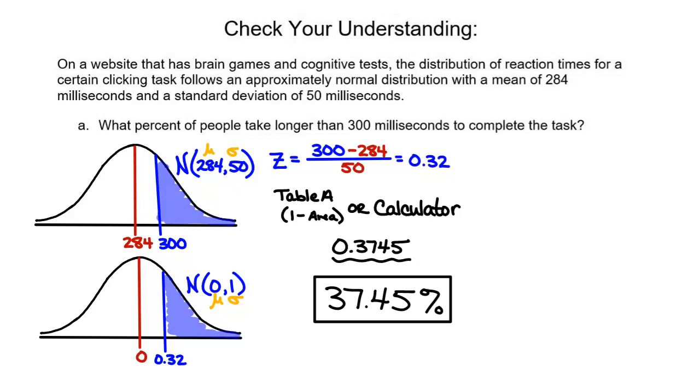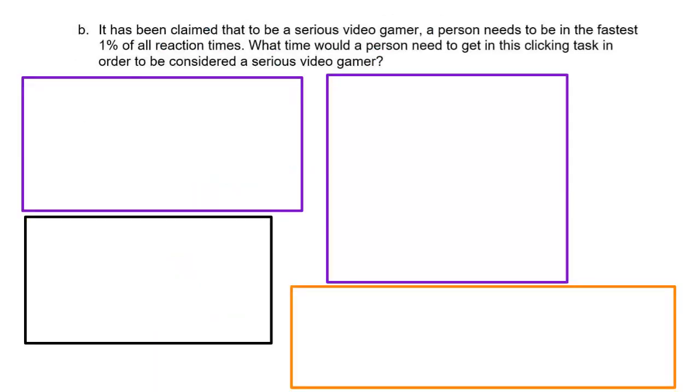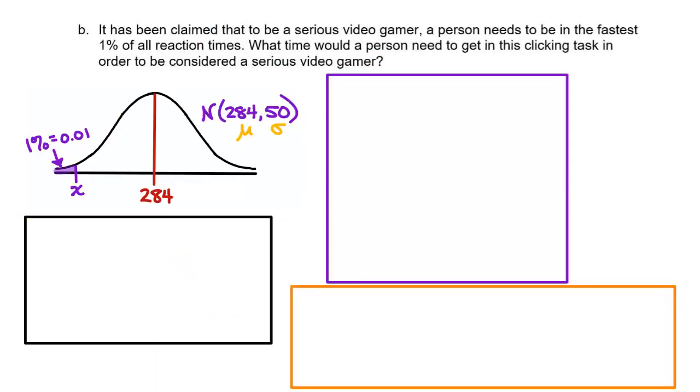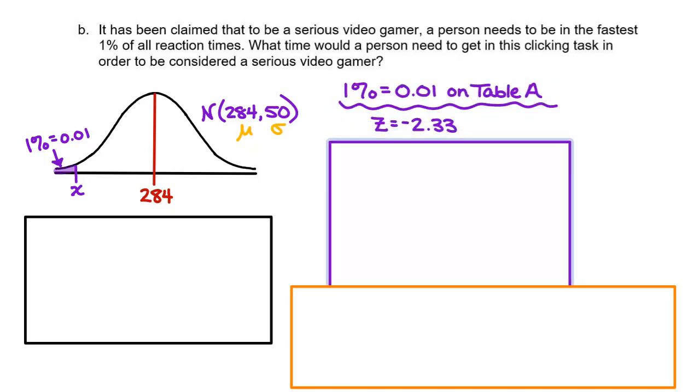Part B. Your original sketch should look like this. What's the area we're interested in? 1%. Do I need to do the 1 minus and then look it up, or can I just use the 1% this time? I can just use the 1% because it is shaded which way? It's shaded to the left. So I can just grab that and go to my table and look up the z-score.